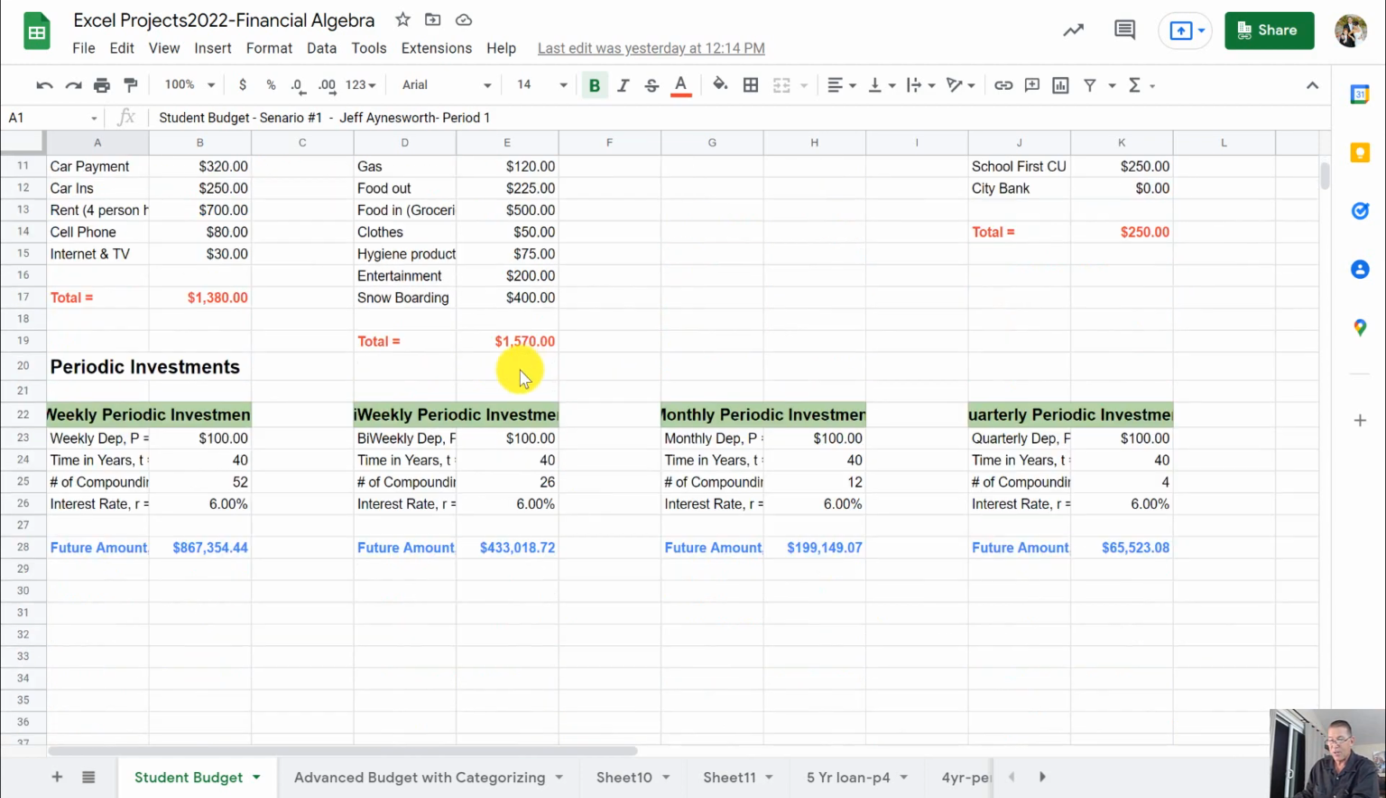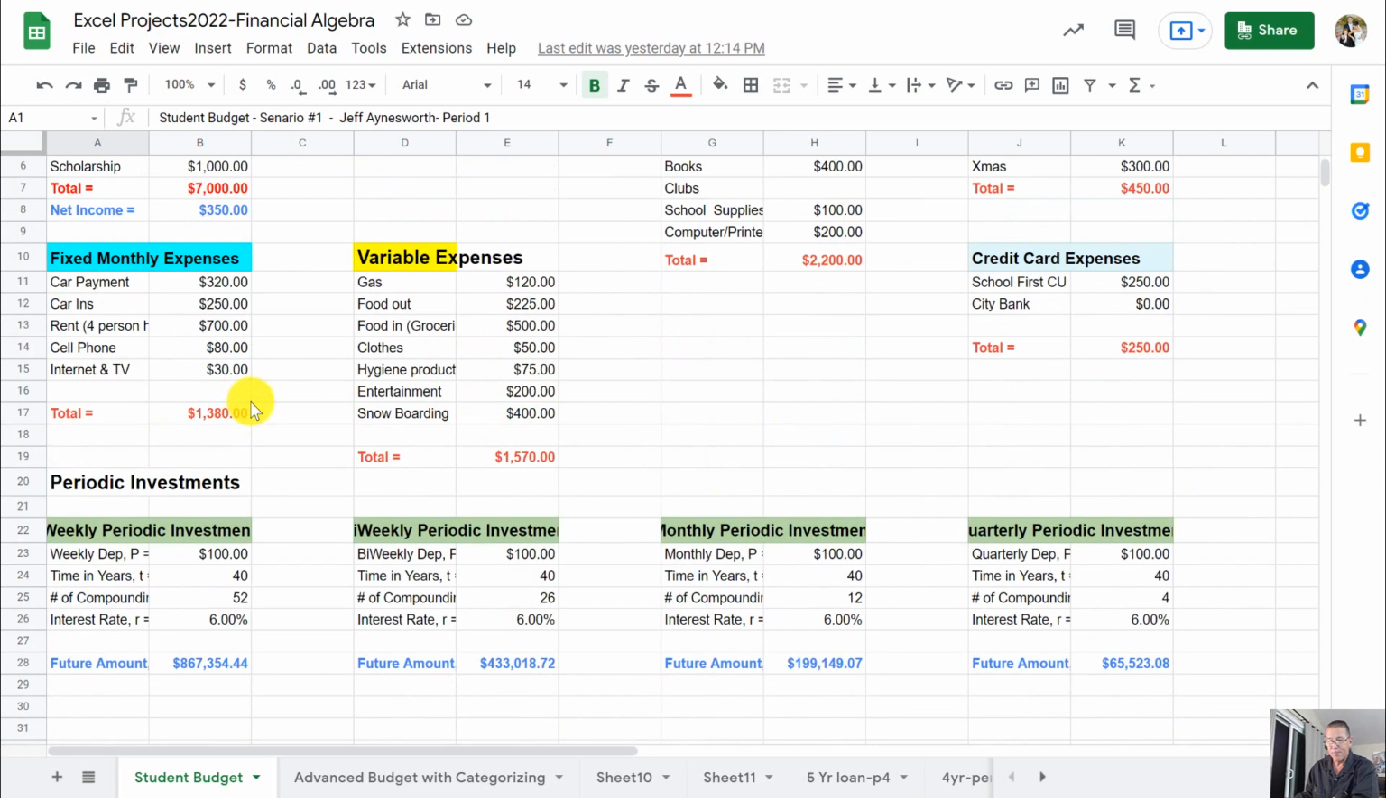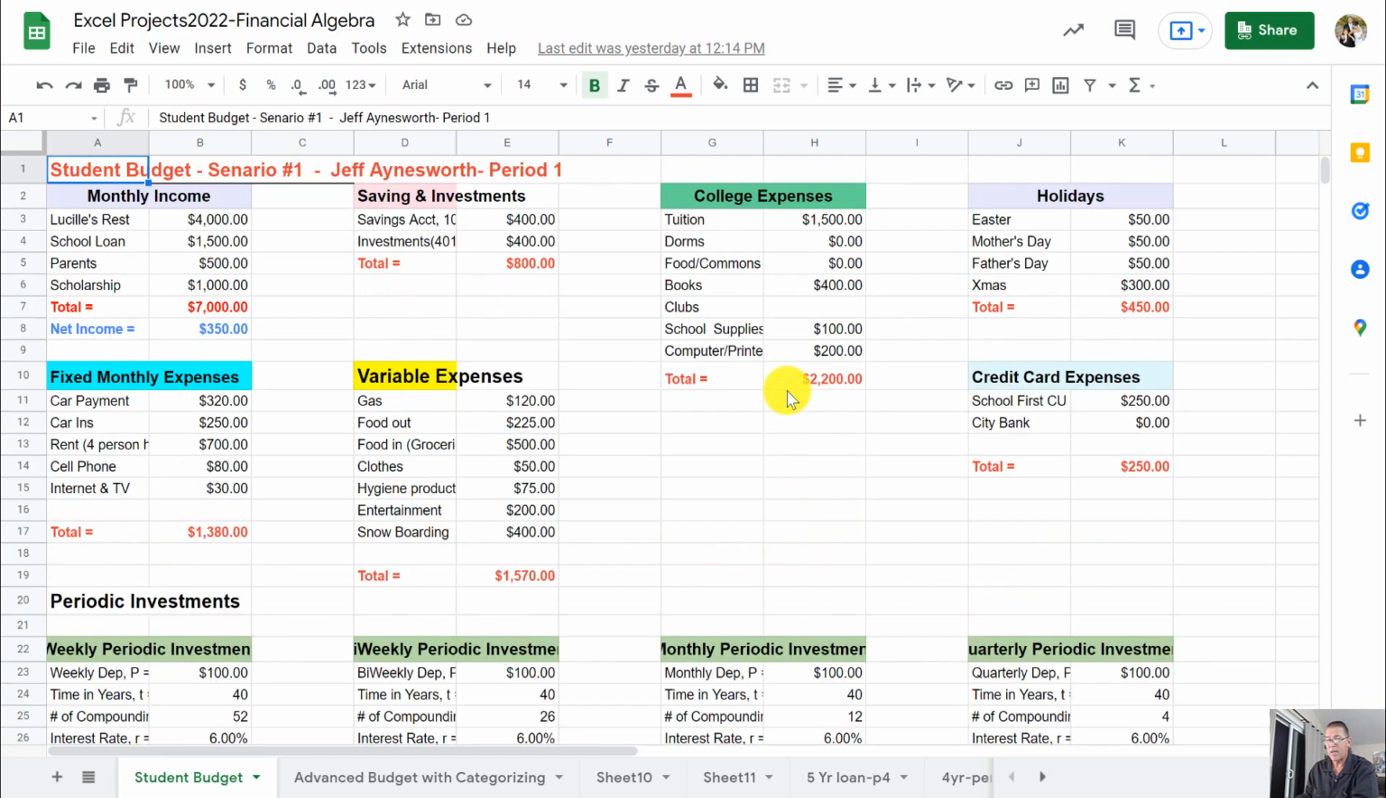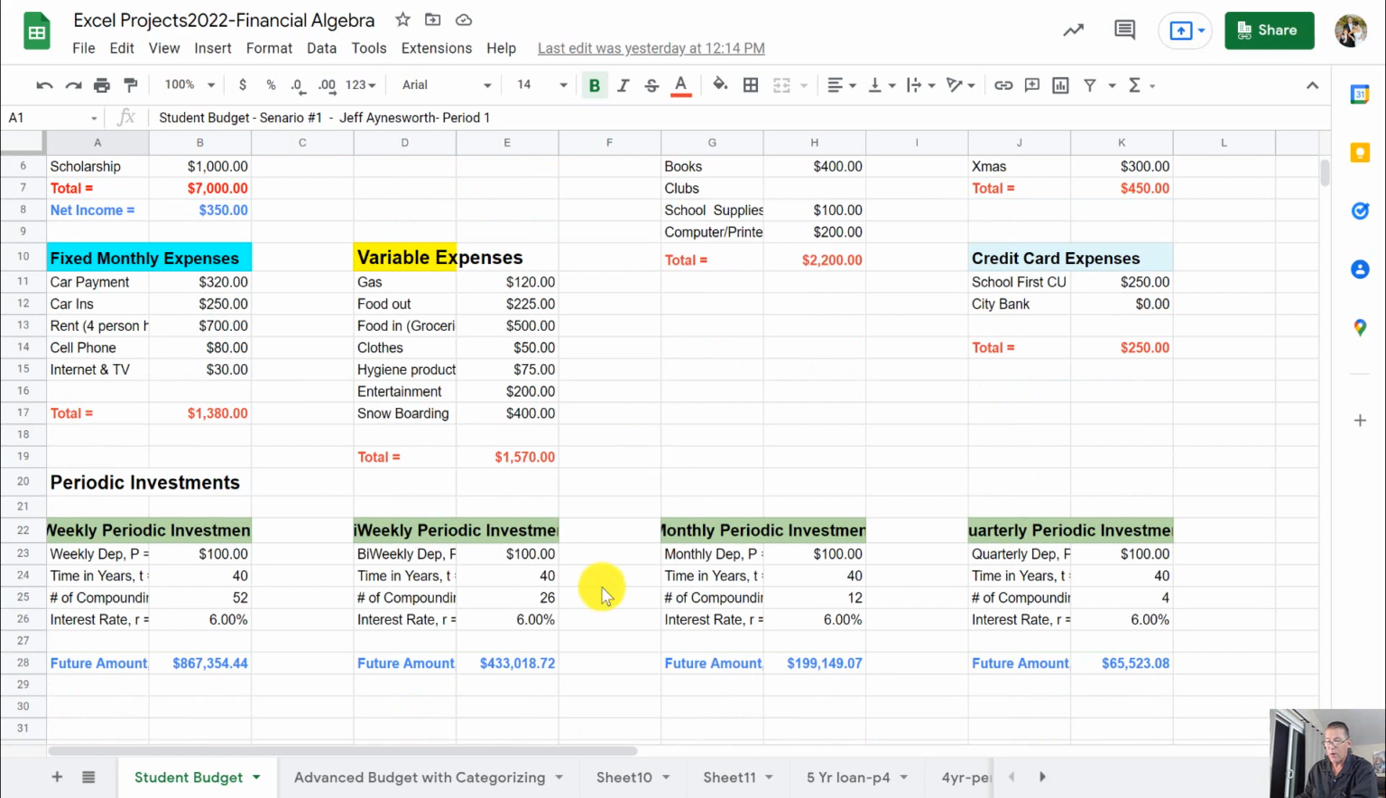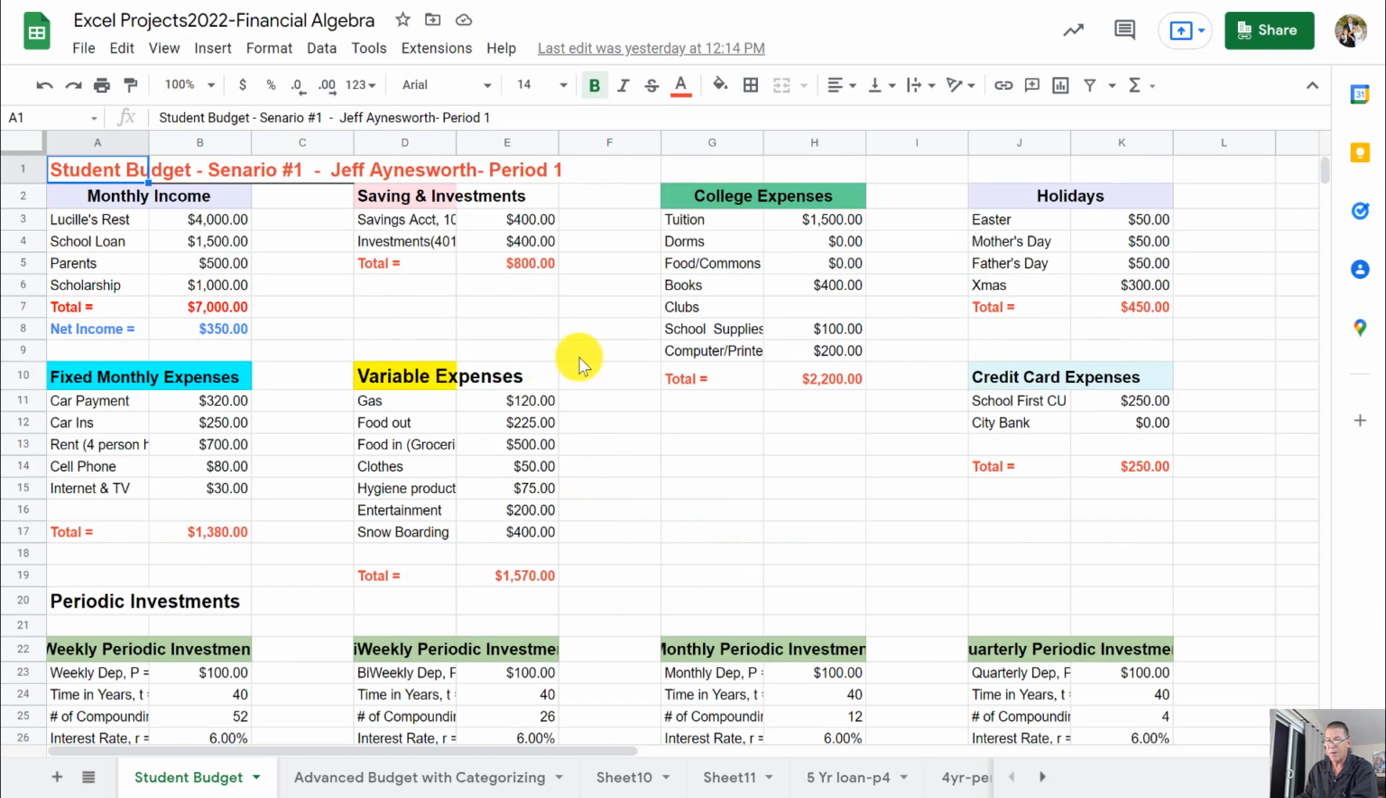At the bottom of the spreadsheet, we also incorporated our work on how to calculate periodic investments, whether deposited weekly, biweekly, monthly, or quarterly. We talked in our chapters about how investing is important and how to calculate those investments, so we programmed it here in Excel. We did that in our budget project about a month ago.